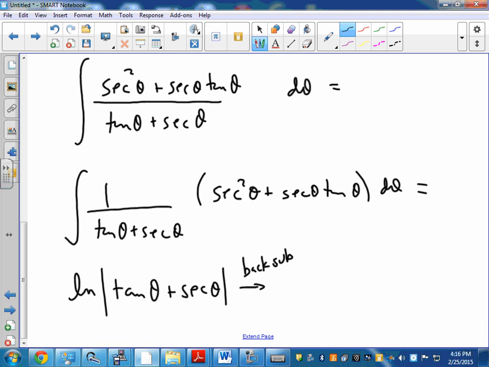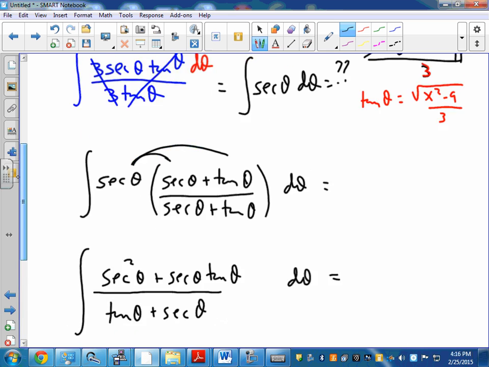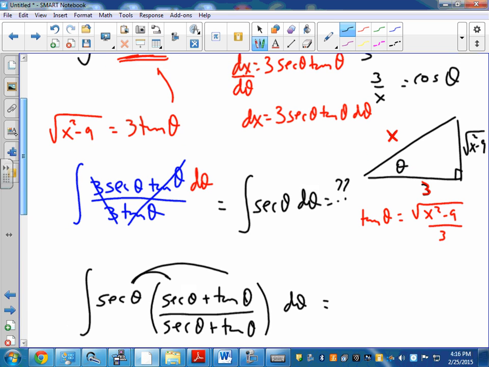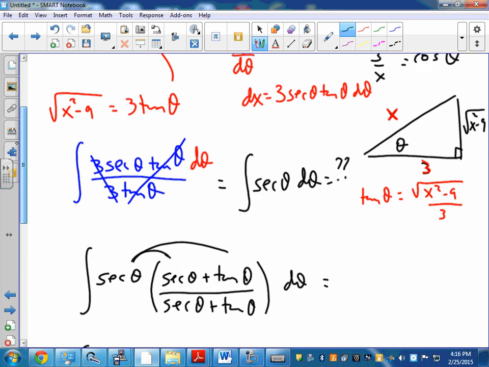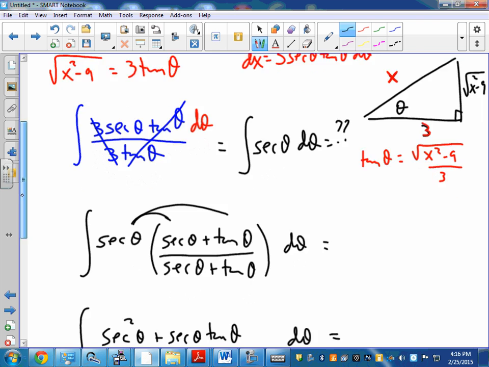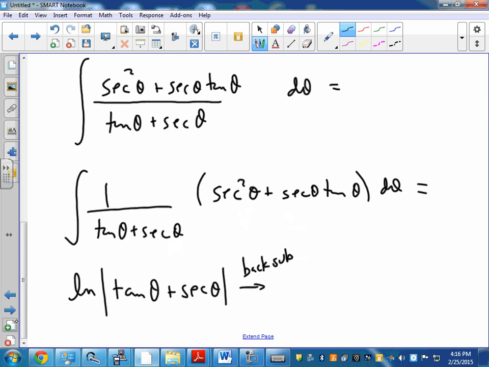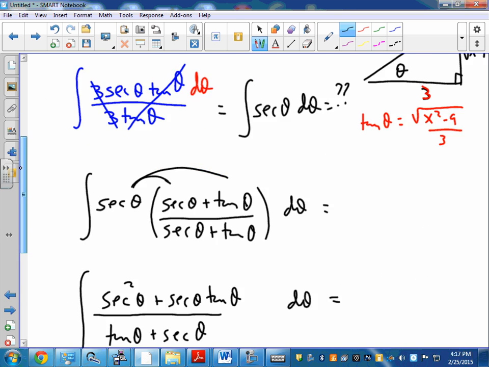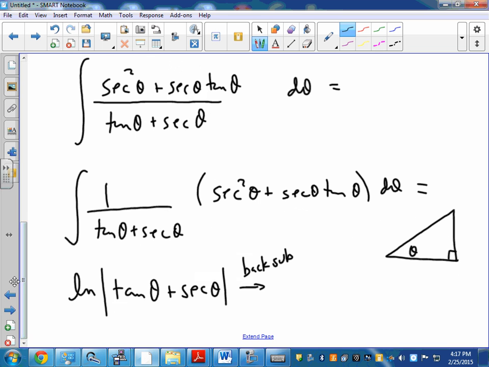And to do that, you need to look at the picture. So here was our picture. We had the x as the hypotenuse, 3 as a leg, and radical x squared minus 9. So let me just sketch that back down here again. We had 3 on the bottom, x here, and radical x squared minus 9. Okay, so we've got to replace all these guys.